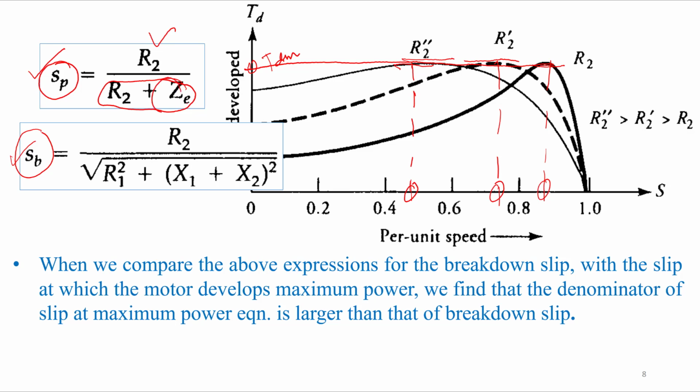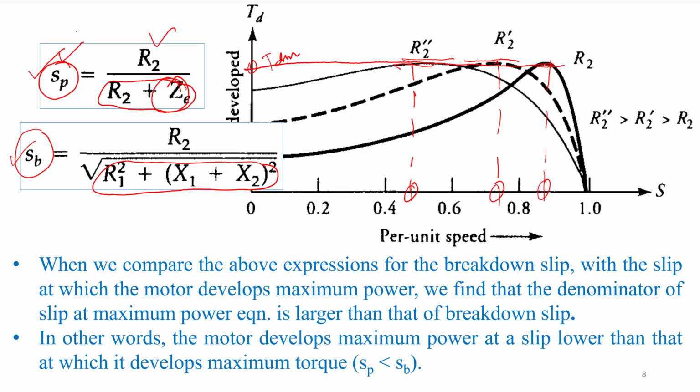Here we have the jX term, which is actually much larger as compared to the denominator of SP. That indicates that the slip at which the maximum torque occurs is always greater than the slip at which the maximum power occurs, right? So therefore, the motor develops maximum power at a slip lower than that at which it develops the maximum torque. That means SP is always less than SB, right? Then we'll see a further approximation in this.